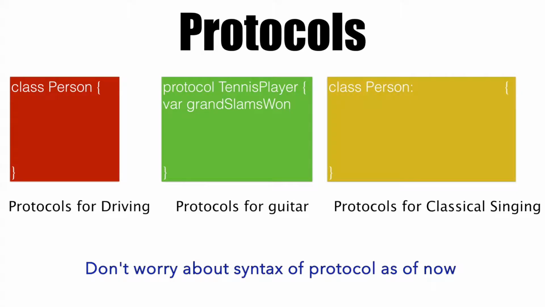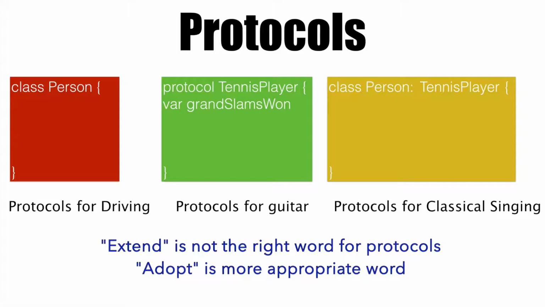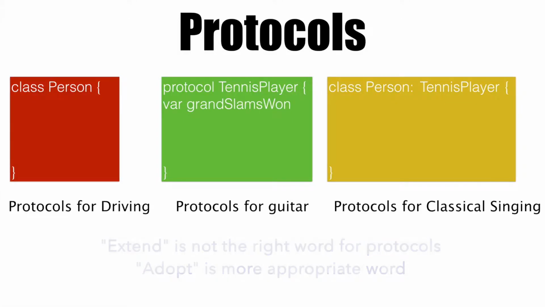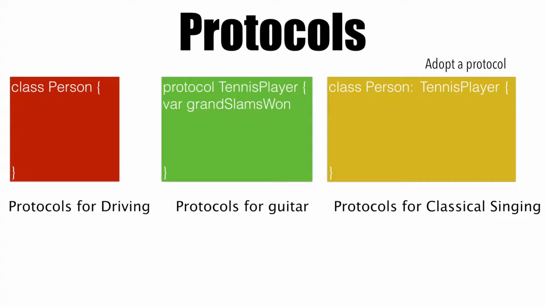What we will have to do is the Person class should basically extend TennisPlayer. The syntax pretty much looks similar to extending a class, the colon. You use a colon and then you write the name of the protocol after the class. And that is how you basically adopt a protocol. But you have not yet conformed to the protocol. To conform to that particular protocol, you now have to define the value Grand Slams won inside the Person class. And when you do that, you basically conform to a protocol.